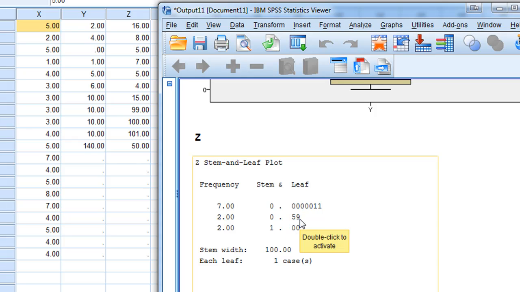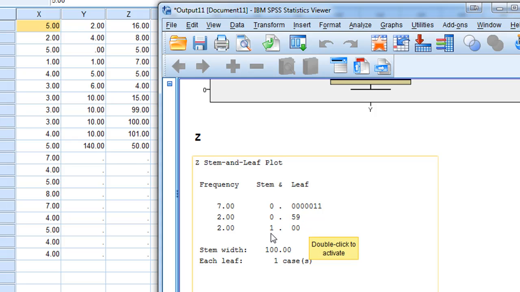What does the 9 correspond to? Same idea right here. That's the 0, 9, so that's the 99. Again, all you know is that you're in the 90s. You don't know if it's 91, 92, 93. You cannot tell that by looking at the plot.